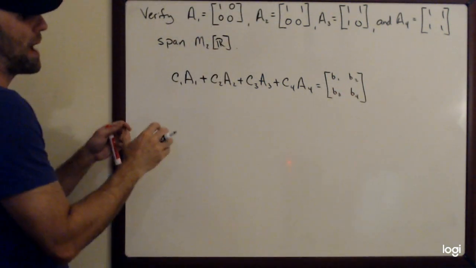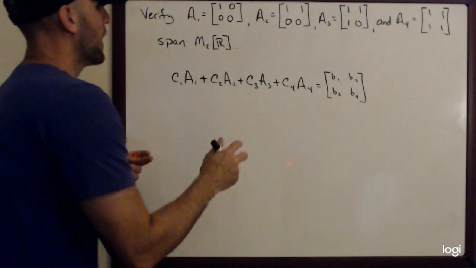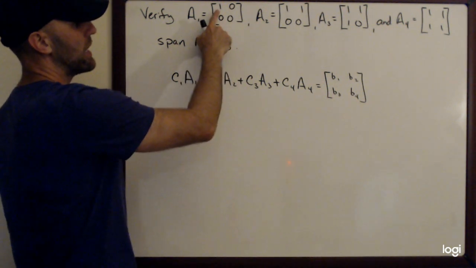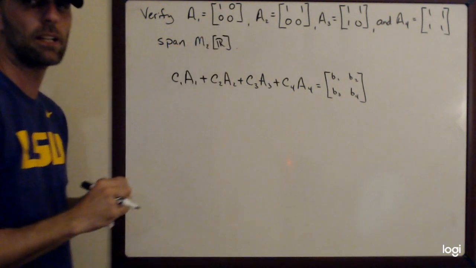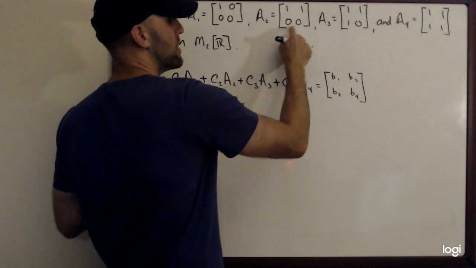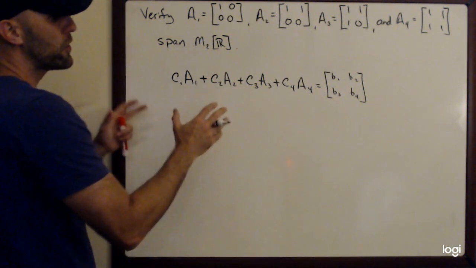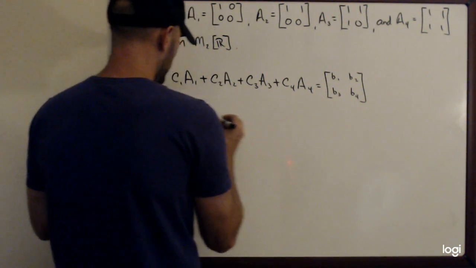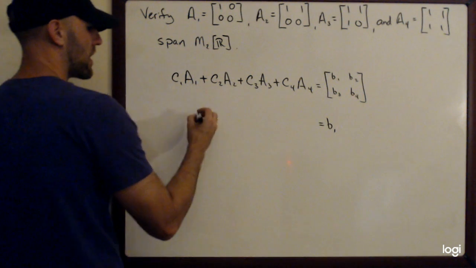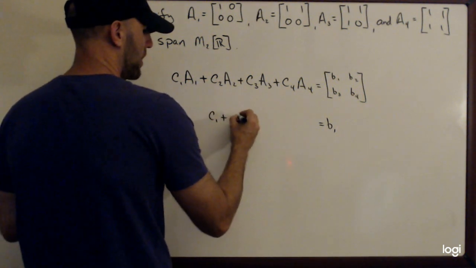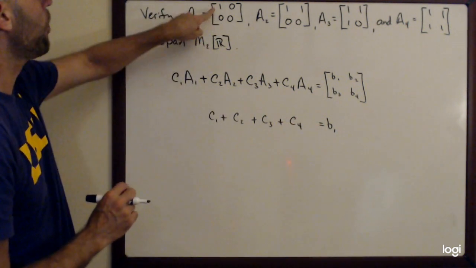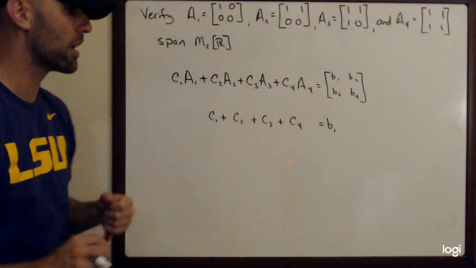But if we look at what this sum actually represents, look at the 1, 1 entry. When I multiply c1 times A1, all I'm going to get is a matrix that reads c1, 0, 0, 0. Here for c2 times A2, I'm going to get c2, c2, 0, 0. So if you just look at the 1, 1 entry, on the right-hand side, the 1, 1 entry is b1. On the left-hand side, it's c1 plus c2 plus c3 plus c4. Those are all the 1, 1 entries from this linear combination.